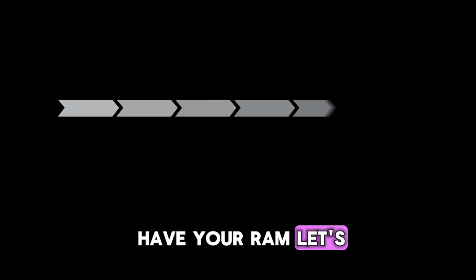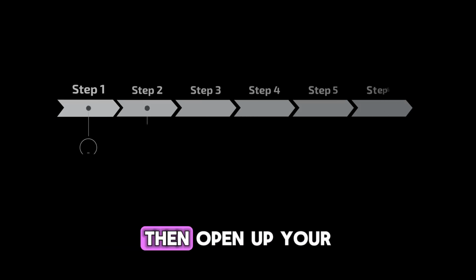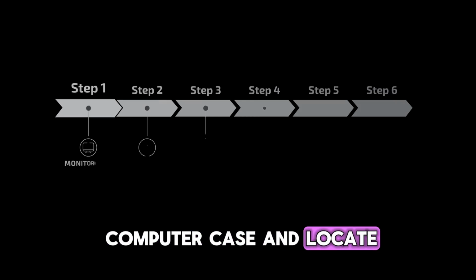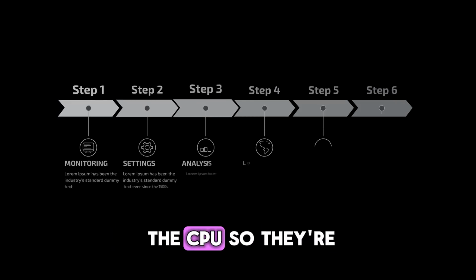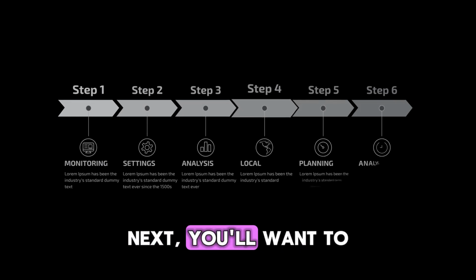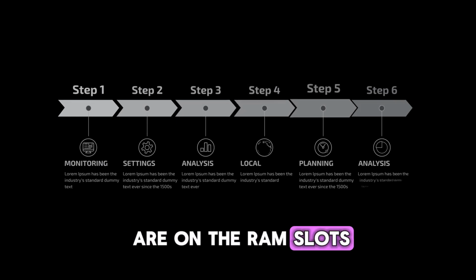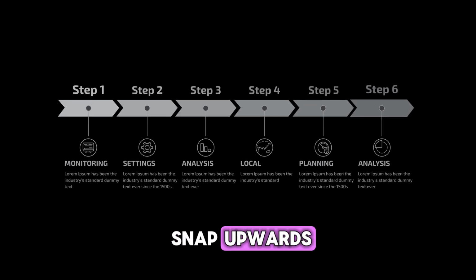Okay, now that you have your RAM, let's talk about how to install it. First, of course, you'll want to make sure your computer is powered off and unplugged. Then open up your computer case and locate the RAM slots. Typically, the RAM slots are located close to the CPU, so they're pretty easy to find. Next, you'll want to unlock the clips that are on the RAM slots. This is usually done by pushing on the clips, and they should snap upwards.